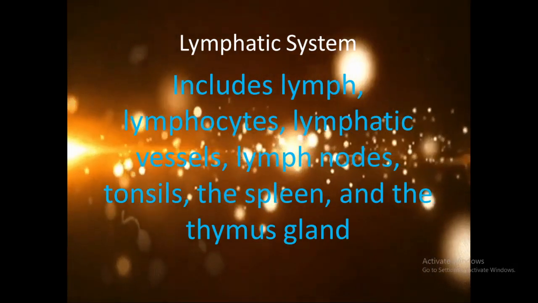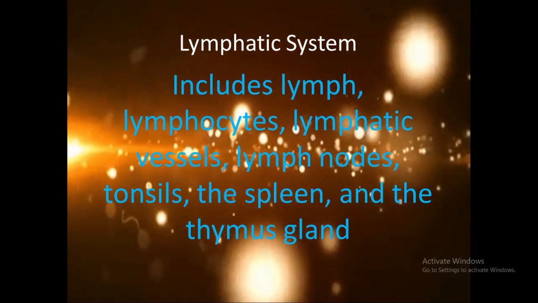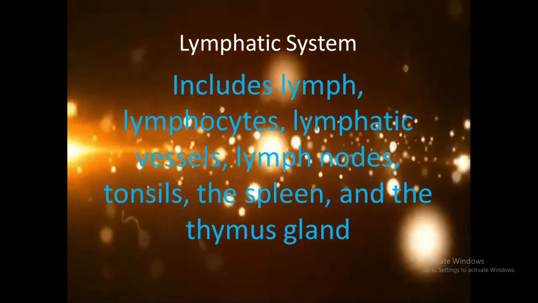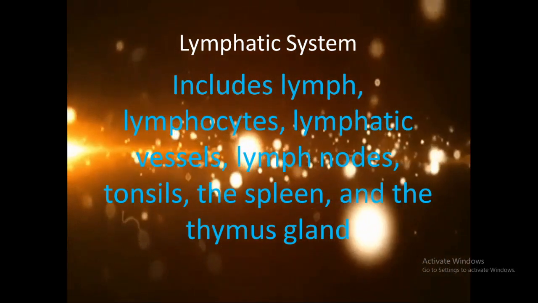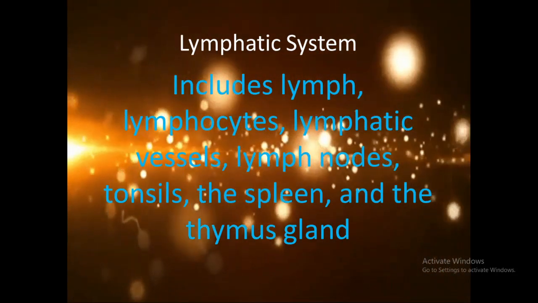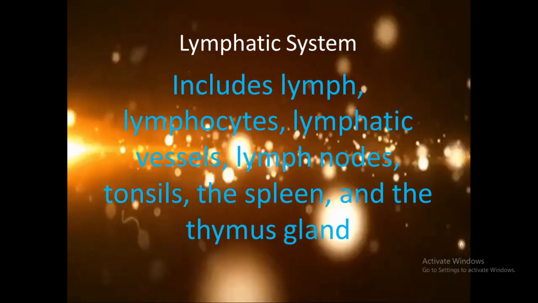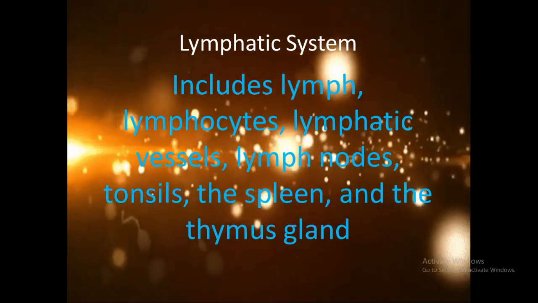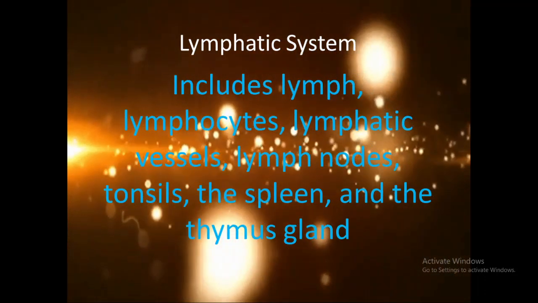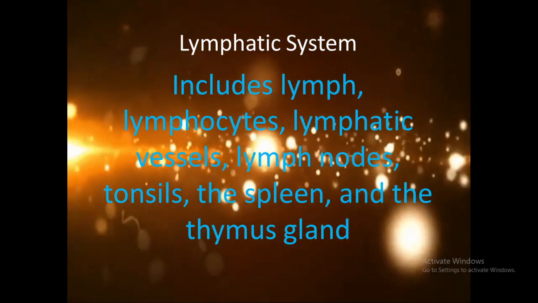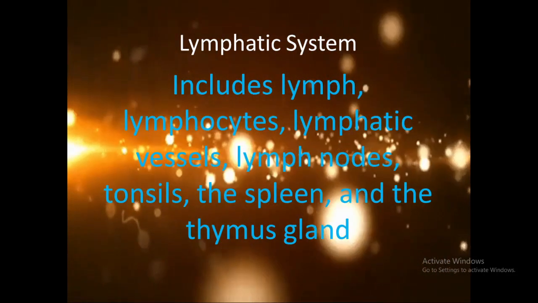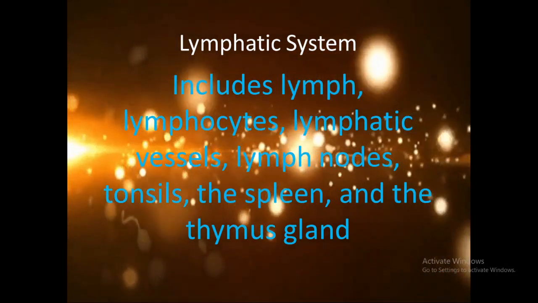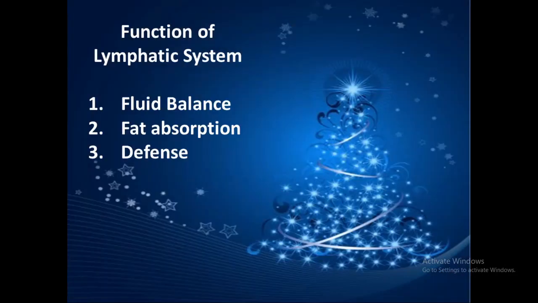The lymphatic system includes lymph, lymphocytes, lymphatic vessels, lymph nodes, tonsils, spleen, and the thymus gland. The lymphatic system is responsible for returning tissue fluid to the blood and for protecting the body against foreign materials. Because of this, these parts of the lymphatic system are very important. Let's look at the functions of the lymphatic system.